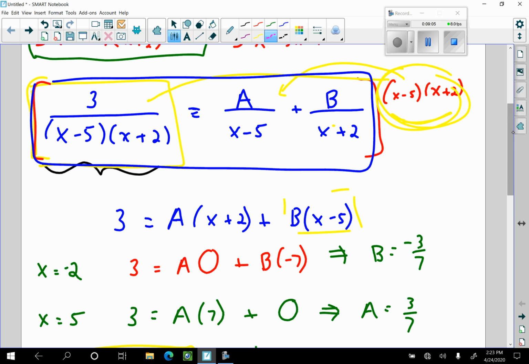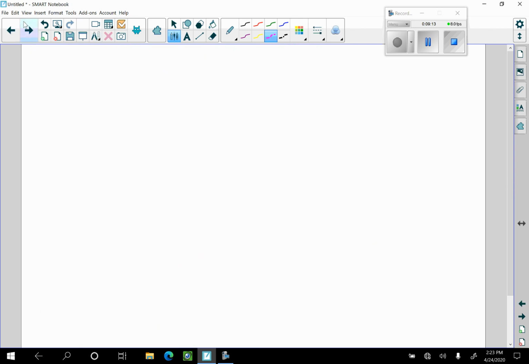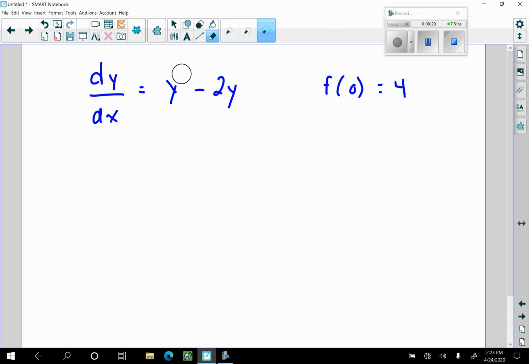Okay, so let's go one more example here on this video of partial fraction decomposition, please. And here we go. This is a differential equation here, and I want to solve this differential equation. When I solve the differential equation, that means we're going to find the value of y, or the value of f of x, if we possibly can.